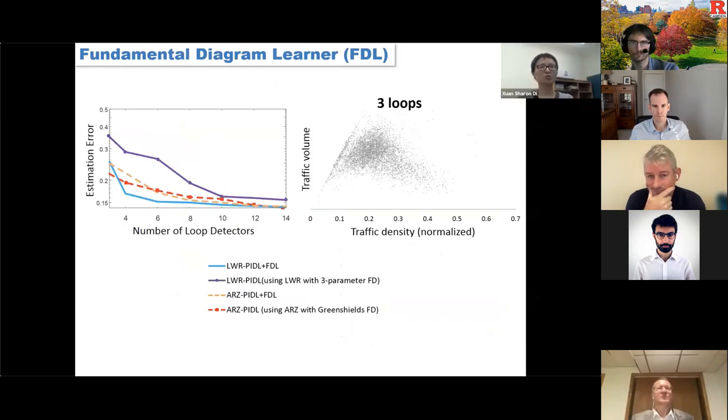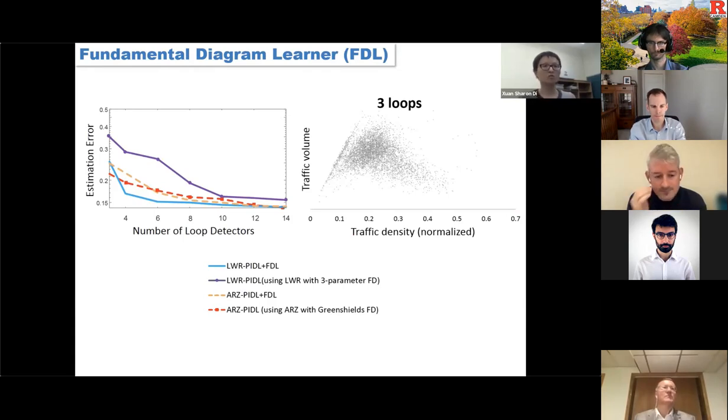Now we apply the fundamental diagram learner, or FDL for short, to the NGSIM data. Let's look at the left-hand side figure. The x-axis is the number of loop detectors, and the y-axis is the estimation error. And we tried 4 models. The blue one is the LWR with the FDL. So there's no mathematical formula of what the fundamental diagram looks like, and we try to learn the mapping using another neural network. The purple is the LWR using the predefined 3-parameter Greenshields fundamental diagram. The orange is the ARZ with FDL, and the red is the ARZ with the Greenshields fundamental diagram. First of all, we can clearly see that the models using FDL outperform those without.